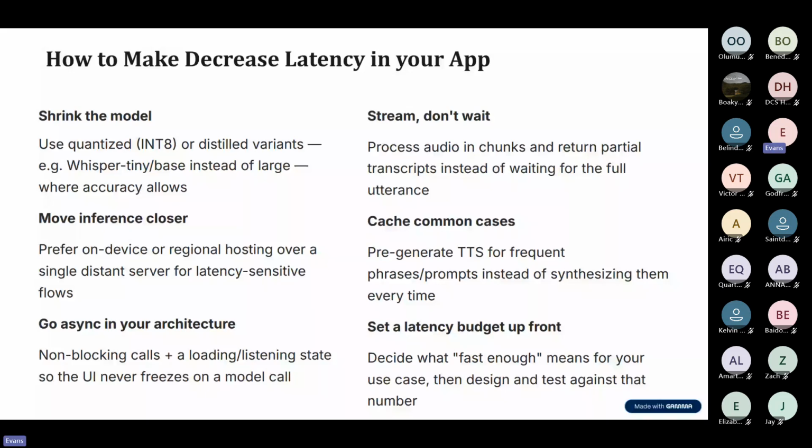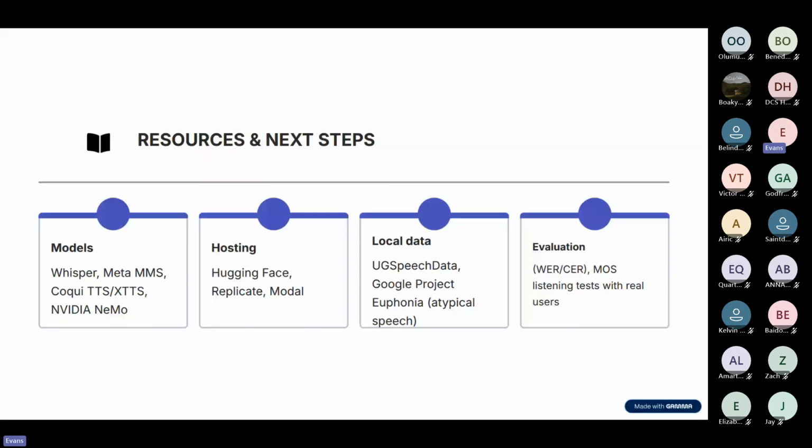All right. I think I've talked about the latency budget and all that. All right, so resources and then next steps. So models, we've mentioned Whisper, Wav2Vec, and Meta MMS. I mean, Meta has a lot. That's where Wav2Vec comes from. Then Coqui for TTS, you have Coqui. Then NVIDIA NeMo. NVIDIA NeMo is good for on device, if you want to do something on device.